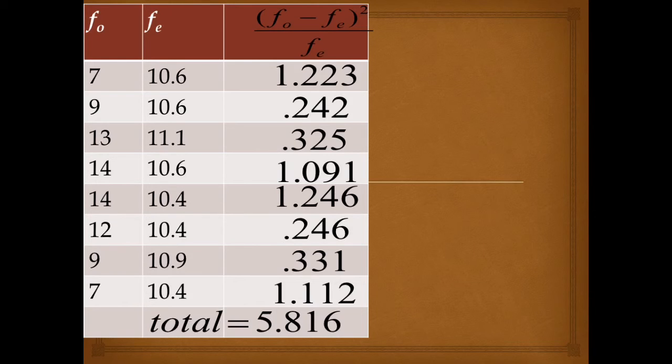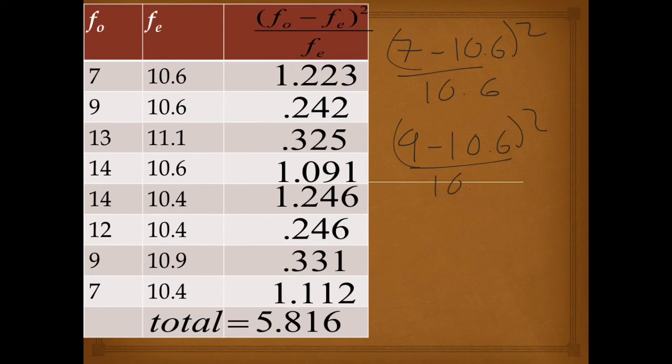Alright, so here we have our observed values and the expected values, and then I've calculated the number to help us get chi-squared. For our formula, once again, we have the observed minus the expected, squared, divided by the expected. For my first number there, it would be 7 minus 10.6 squared divided by 10.6, and that's how I got 1.223. Moving down, for my next number, it would be 9 minus 10.6 squared divided by 10.6. And we continue that pattern for the rest of our numbers, always using our formula of observed minus expected squared divided by the expected.